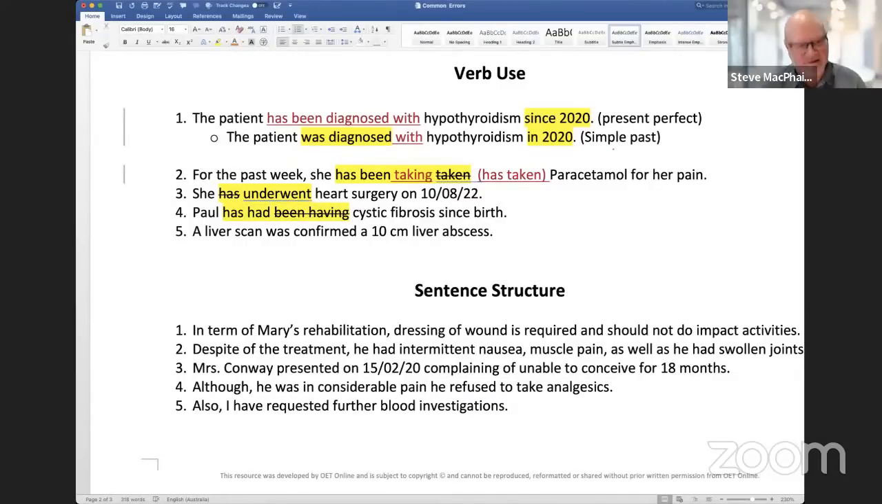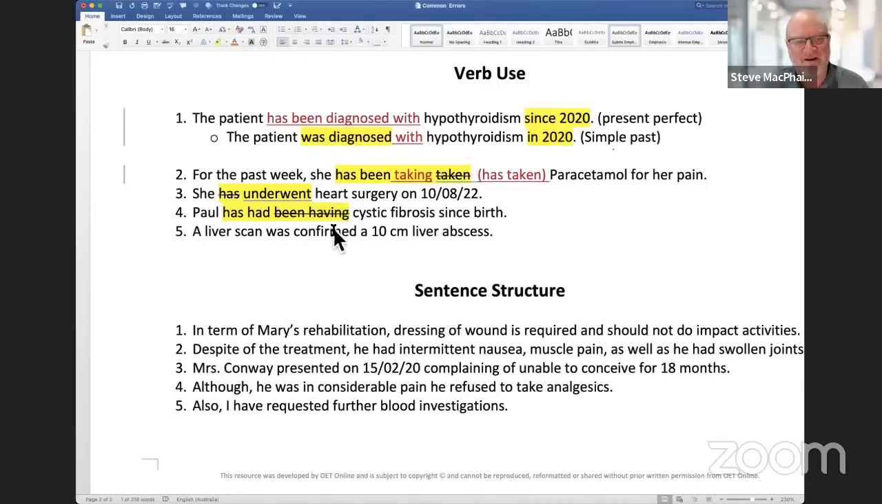Has had cystic fibrosis since birth, because the word have is a stative verb, right? So we don't want to use ing with stative verbs. There's lots of stative verbs, like know, not I am knowing you, but I know you, or feeling, I feel unwell. There's lots of ones like that. But just be aware that it's a stative verb. Do not use the ing there.